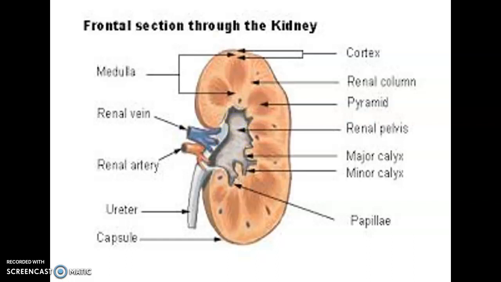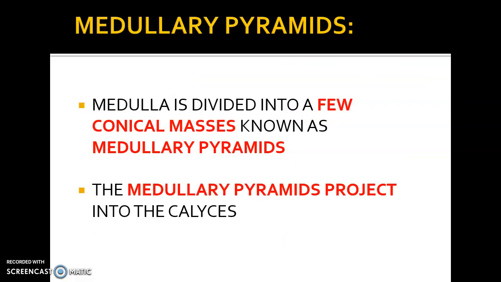The part of the kidney which is in close contact with the renal calyces is the renal pyramid, or medullary pyramid. If we try to describe it, the medulla is divided into a few conical masses known as medullary pyramids. The medullary pyramids project into the calyces.